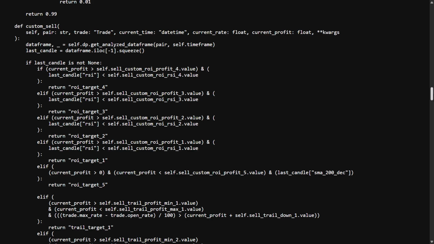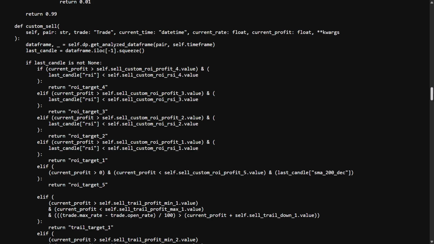If the custom profit gets above one of these customized ROI targets, and at the same time the RSI gets below this RSI value, then the algo will sell the trade. And I believe that this method is aiming to sell the position when it knows that it has attained a certain target, and in the meantime it sees that the RSI is getting lower, so losing momentum.